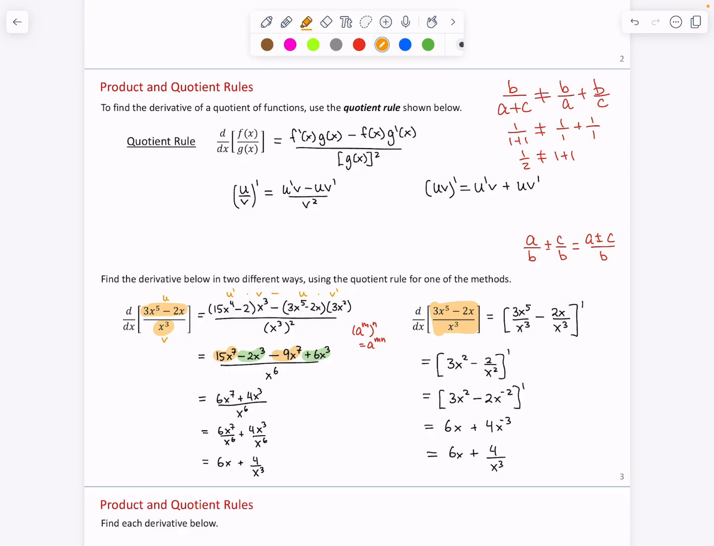But if I take this function and do its reciprocal, put the x cubed in the numerator and the 3x to the 5th minus 2x in the denominator, I will no longer be able to algebraically simplify prior to differentiation, and I will be forced to use the quotient rule instead. We will see that on the next page.